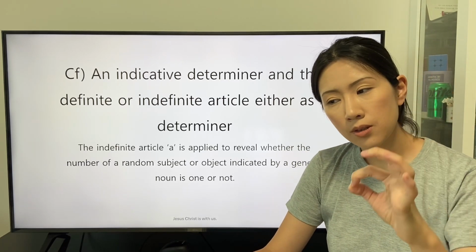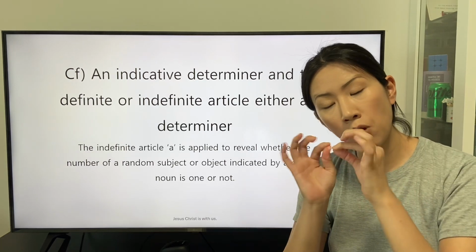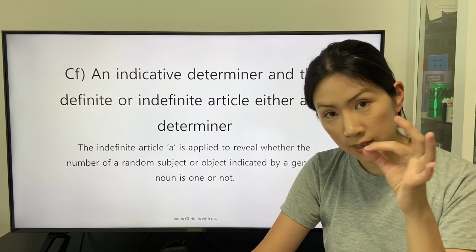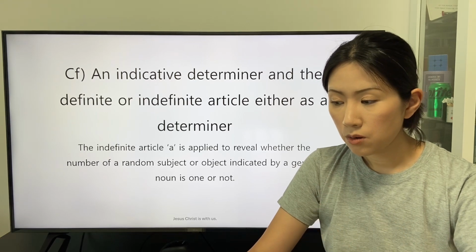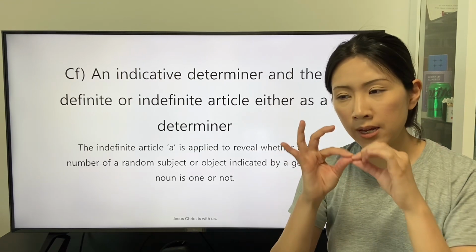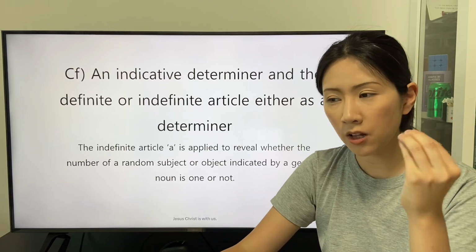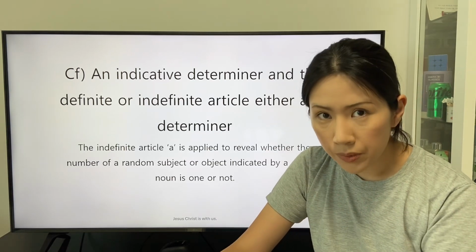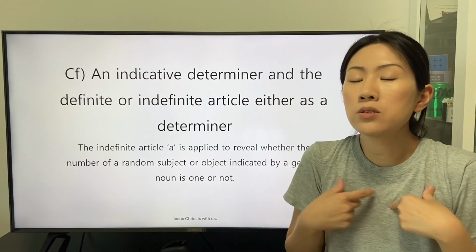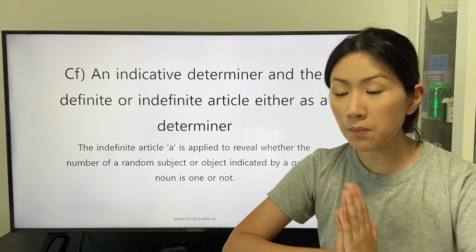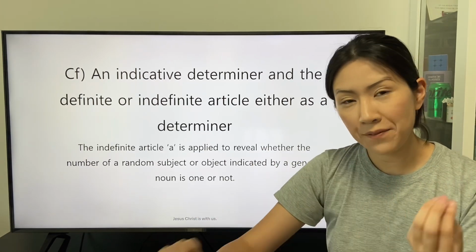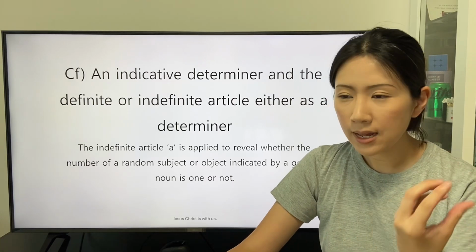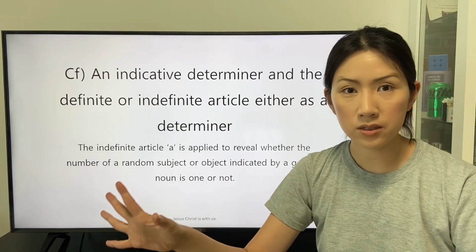Besides the fact that the number of the subject or object described by the indefinite article a is singular, the speaker also reveals the fact that the subject or object described by the indefinite article a is not specified.